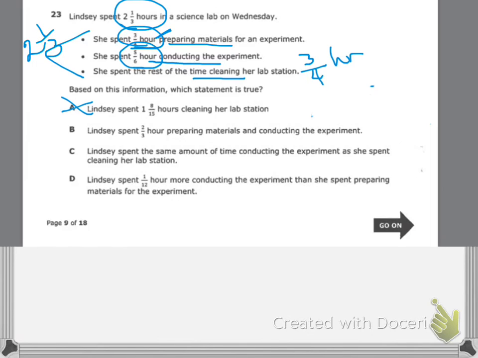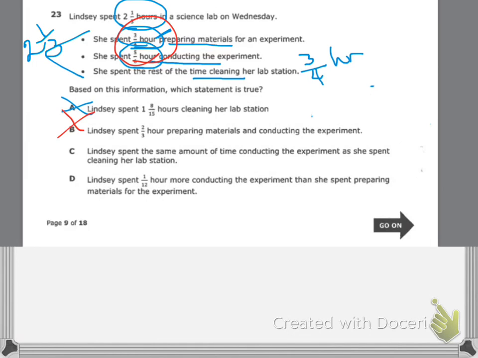False. Lindsay spent 2/3 hour preparing materials and conducting the experiment. So it's saying the 2/3 of an hour is materials plus the experiment. Materials was 3/4. We already know it can't be 2/3. That's already bigger than 2/3. And 5/6 was conducting, so if you were to add these two together, there's no way that you're going to get 2/3. So that's not reasonable at all.